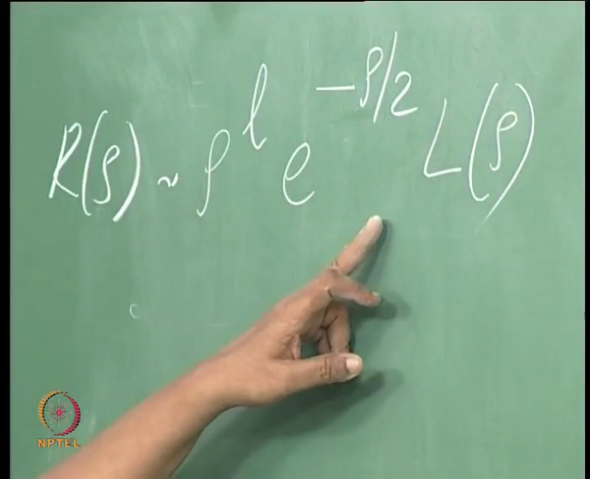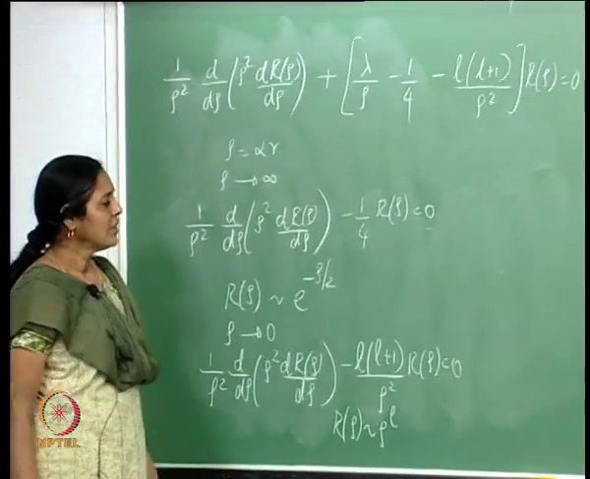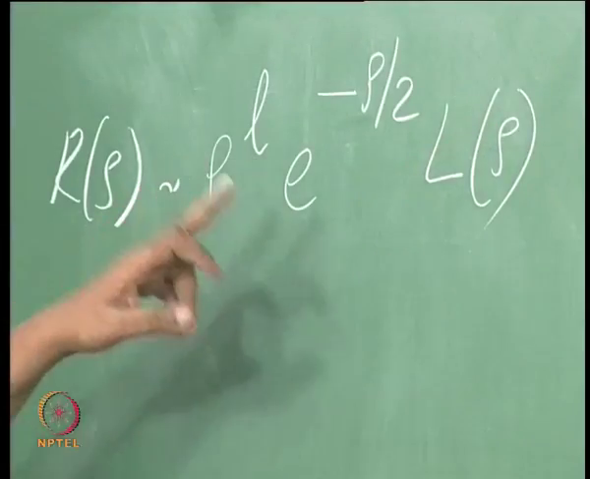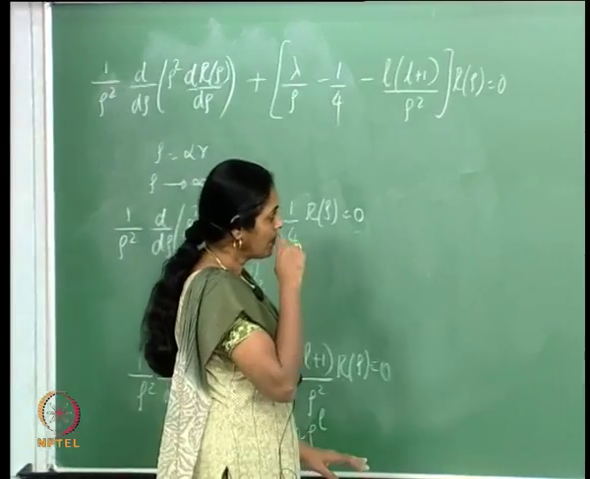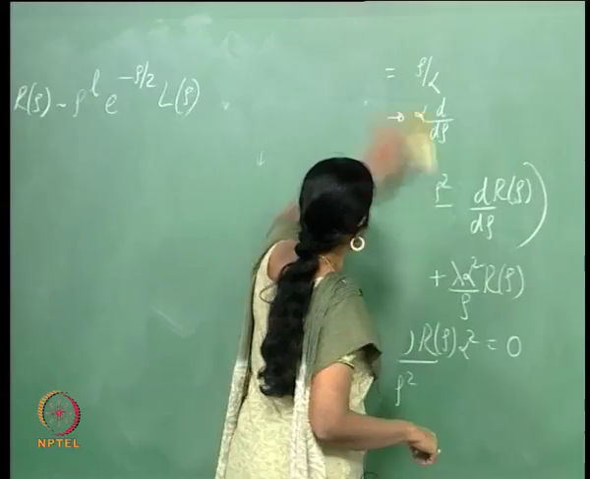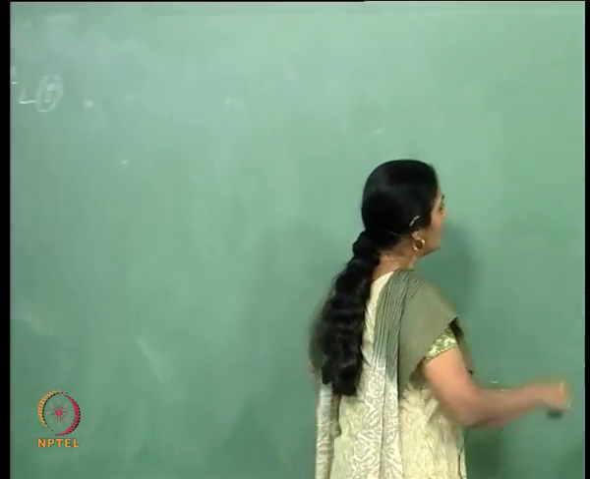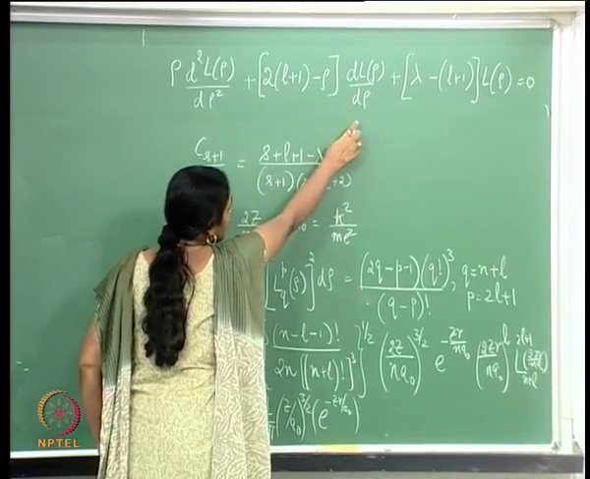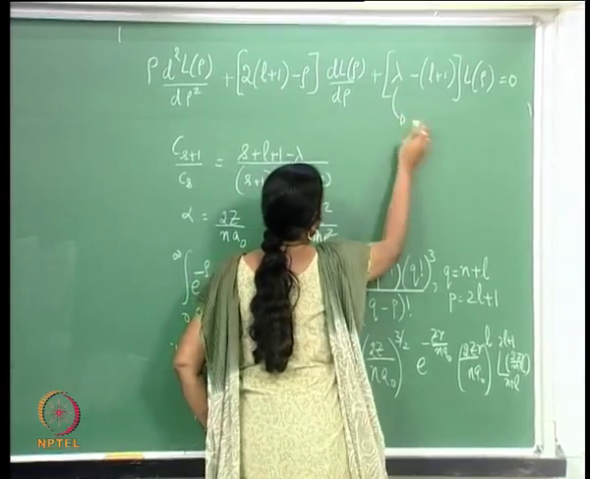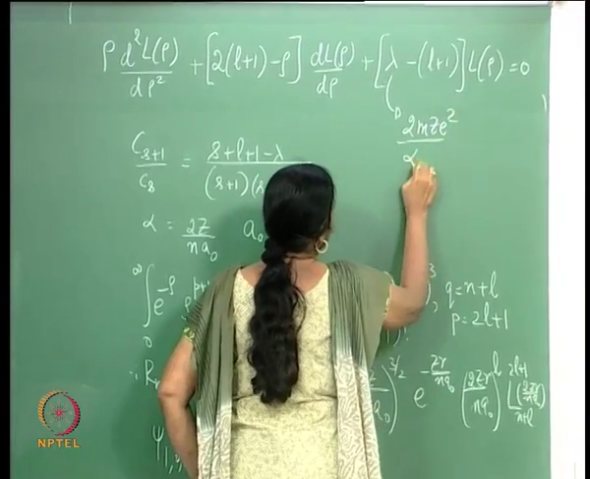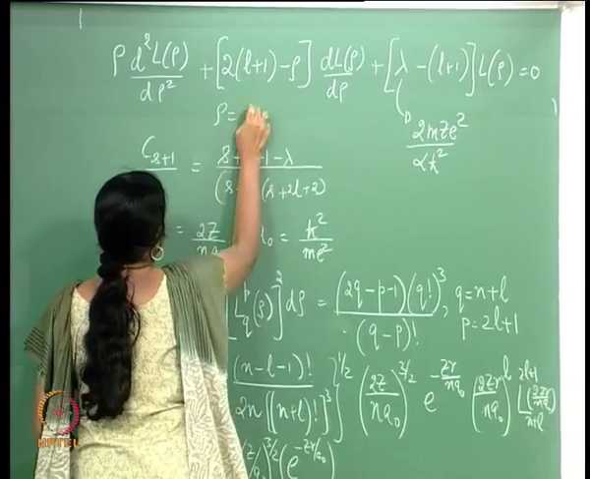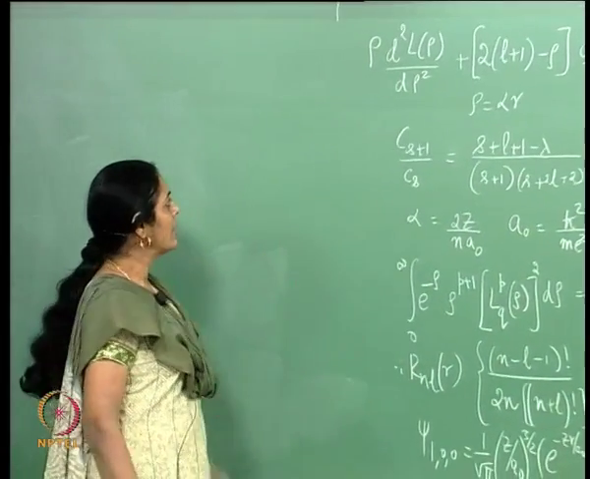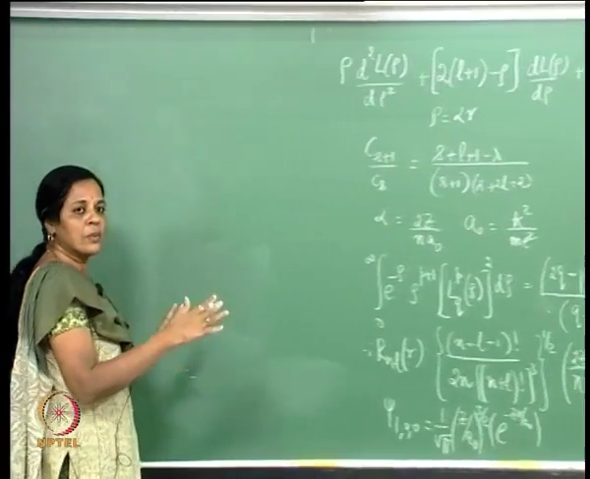So basically, as always, I should recast this equation and write it in terms of an equation for L of rho. I should substitute for R of rho as rho to the L e to the minus rho by 2 L of rho, and get a differential equation for L of rho. And if I do that, I leave it to you as an exercise, you will get an equation like this. You get rho d2 L of rho by d rho squared plus twice L plus 1 minus rho dL by d rho plus lambda, and this lambda you will recall is 2m Z e squared by alpha h cross squared. Rho itself is alpha r, minus L plus 1 L of rho is 0. So this is the equation that you will get. I leave this to you as an exercise. It's a simple, straightforward substitution.